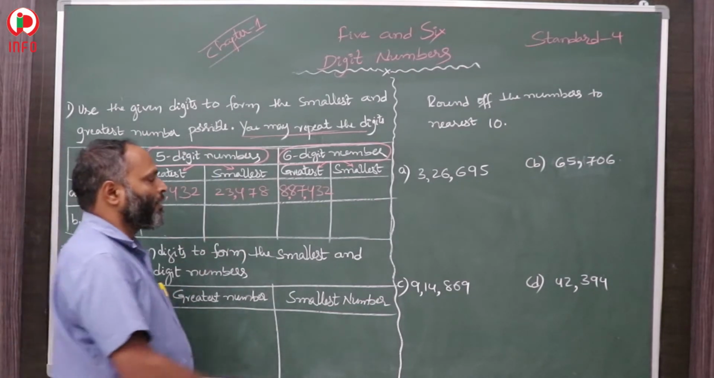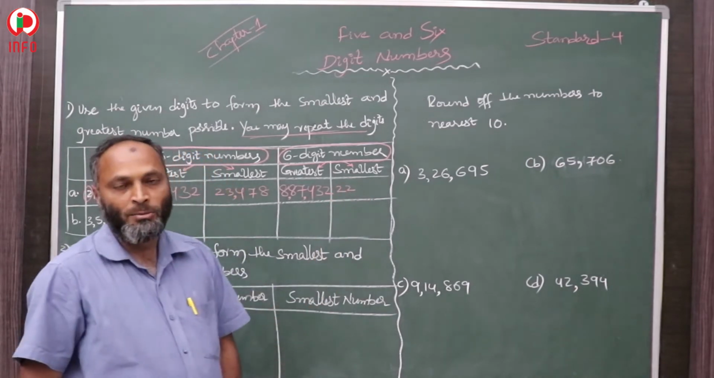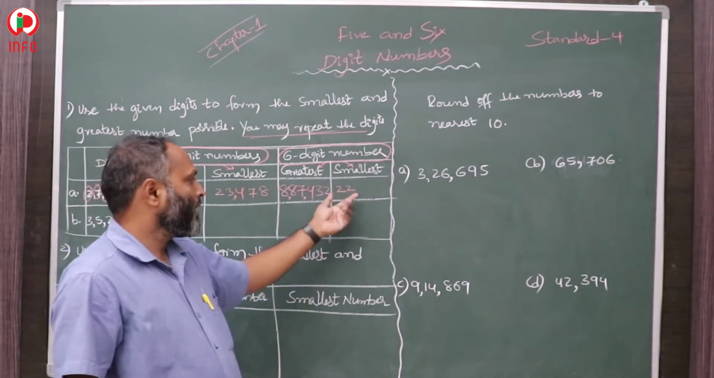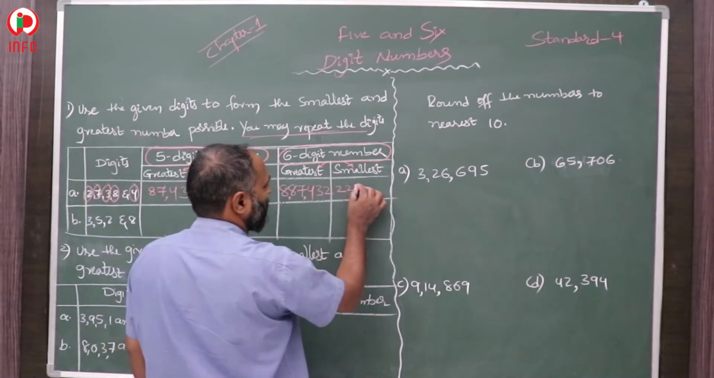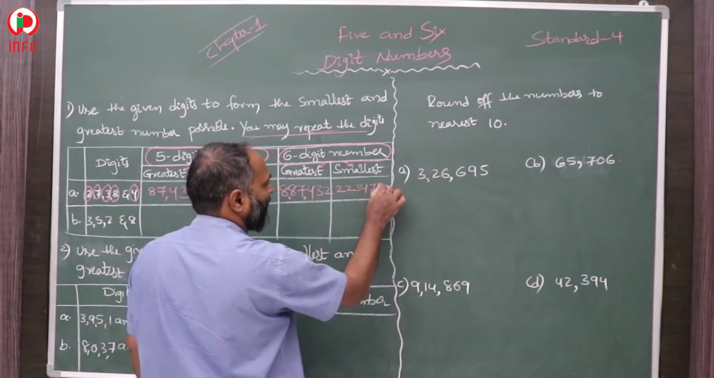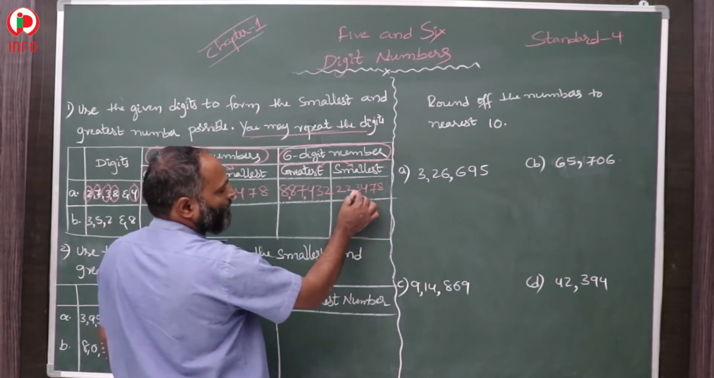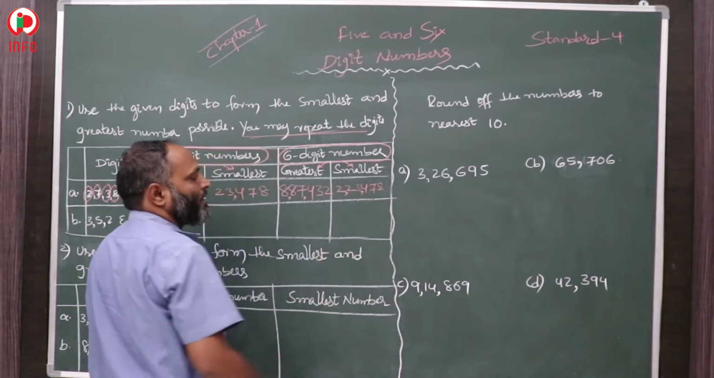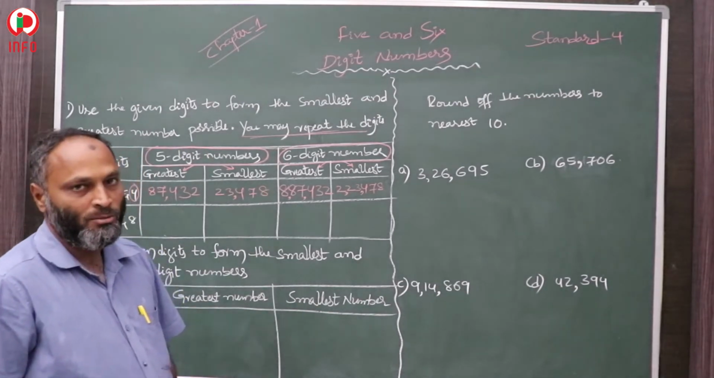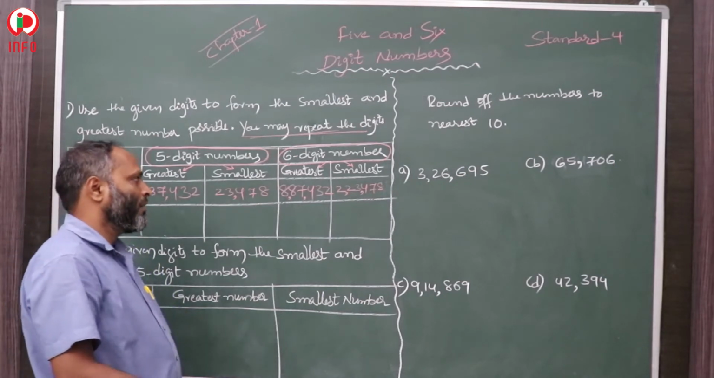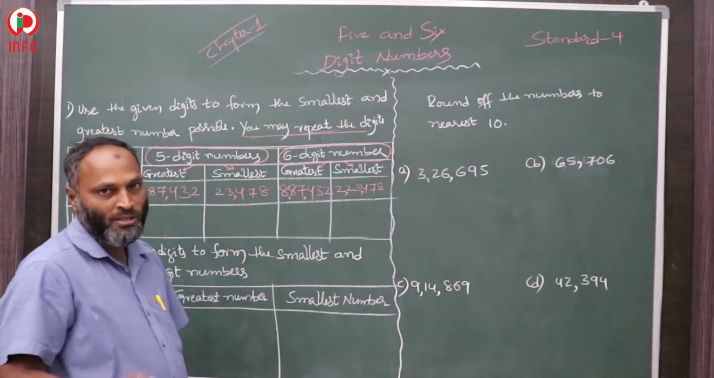For the smaller number, we start from 2. Here we repeat the smallest number twice. Then the remaining values 3, 4, 7, 8. So we get 223,478. This is the least value, meaning the smallest value. In this way we arrange the 6-digit greatest and smallest numbers and the 5-digit greatest and smallest numbers.